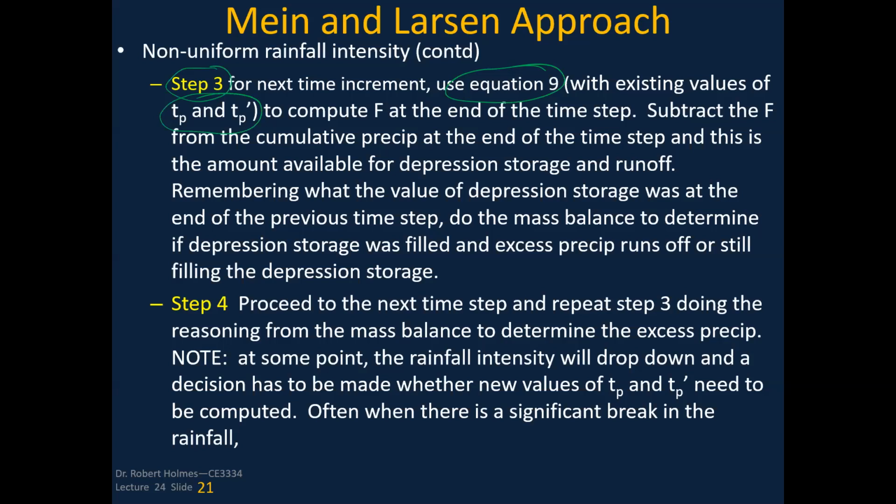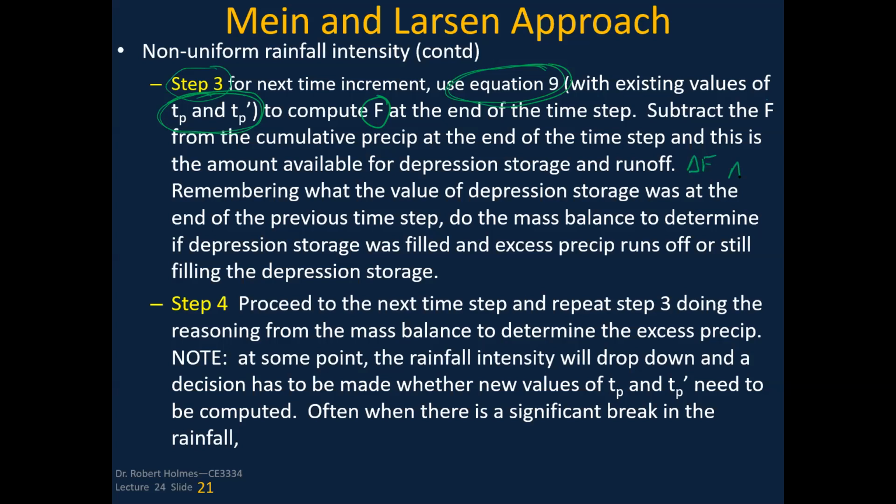And so we take advantage of that by saying, even if in successive steps the rainfall may fall off enough that we actually start to drain or we even lose our retention storage, we're still going to be able to get away with using the same TP and T sub P prime that we computed in step 2. So I'm going to use this equation 9, and I'm going to calculate a new value of F, and then I'm going to subtract the F at the previous time step from that F, so I get a delta F.